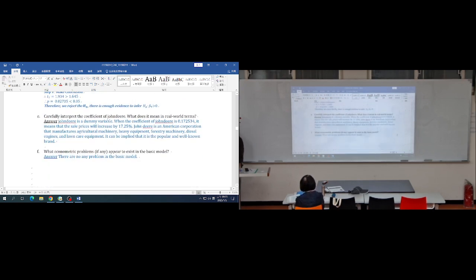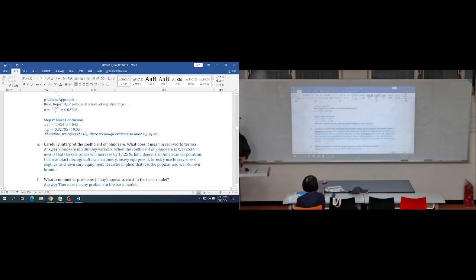My answer is that jaundice is a dummy variable. When the coefficient of jaundice is 0.17254, it means that the sale price will increase by 70.25%. I read on Google about the Jaundice company. I think it can be implied that it's a popular and well-known brand that everyone uses in the agriculture field.